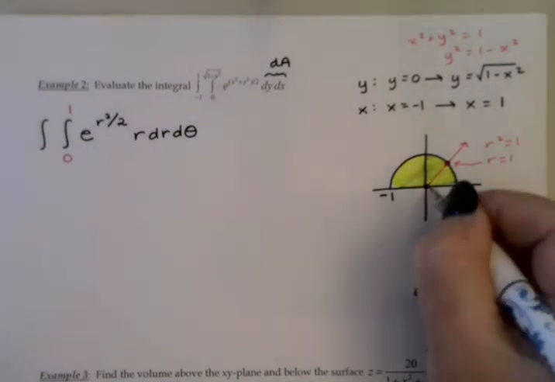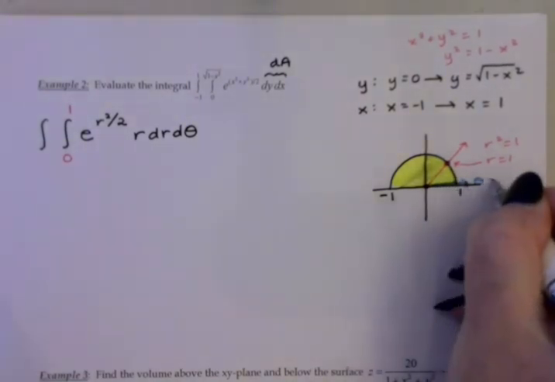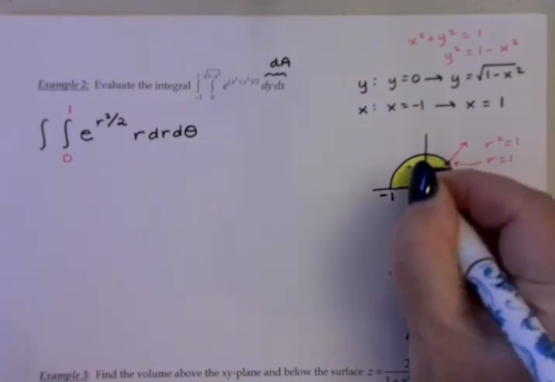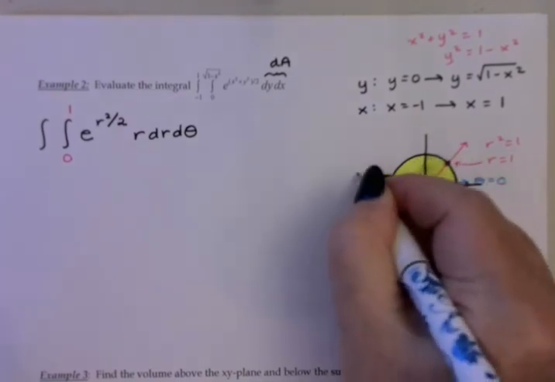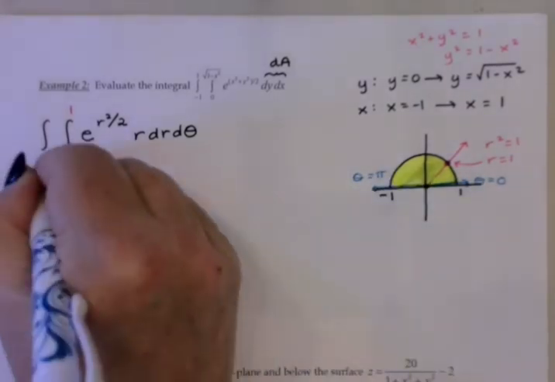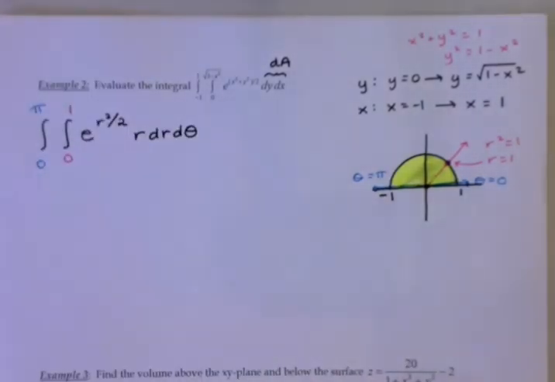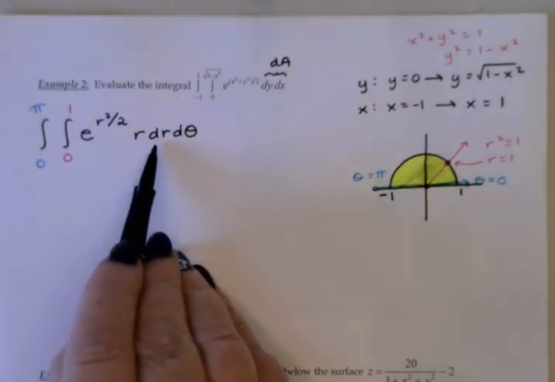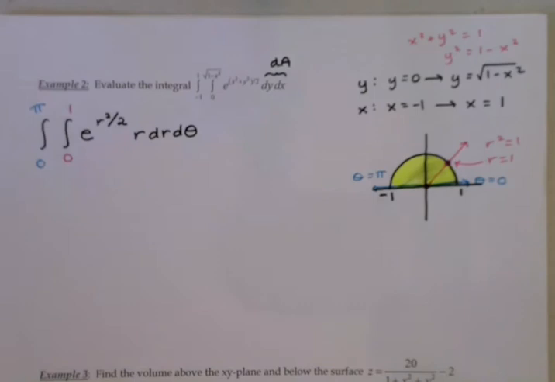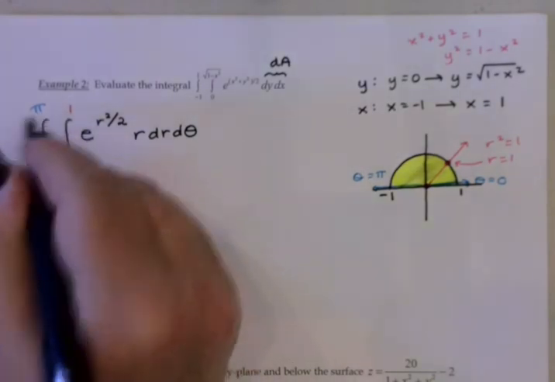For theta, we start here at theta equals 0, and imagine that sweeping all the way around, we end here at theta equals pi. All right, we've got our integral set up. Now, as I mentioned before, this would not be difficult to do if I did want to do the dr first, but let's think about this for a moment. Wouldn't it be even easier to integrate the d theta first? Because all of this is constant with respect to theta.